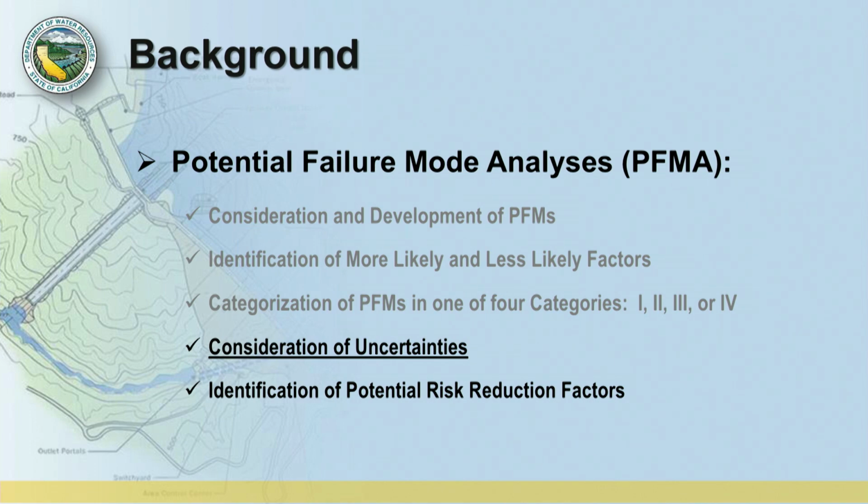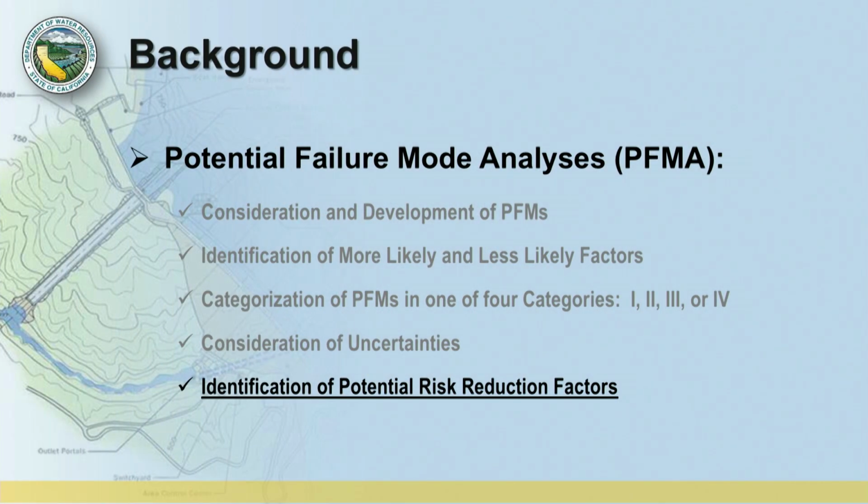Along with the PFMA development and categorization is the consideration of uncertainties and also identification of potential risk reduction factors. These are the steps in a standard PFMA process that's required every 5 years.